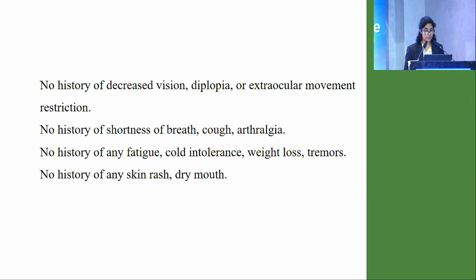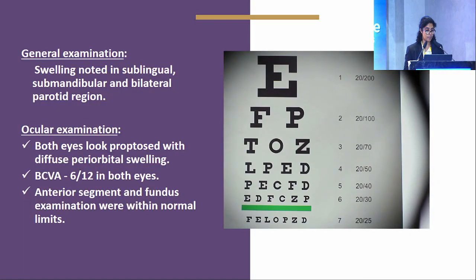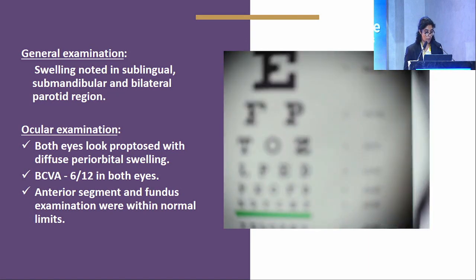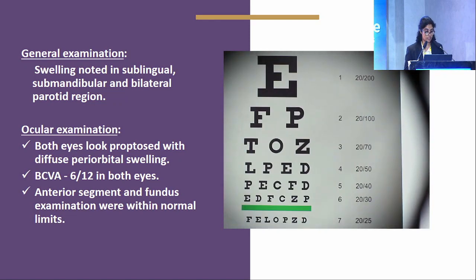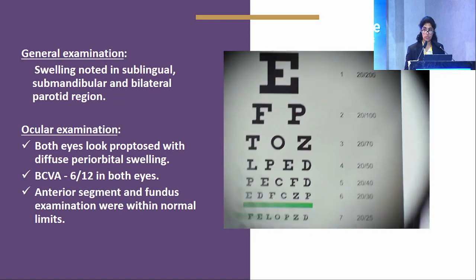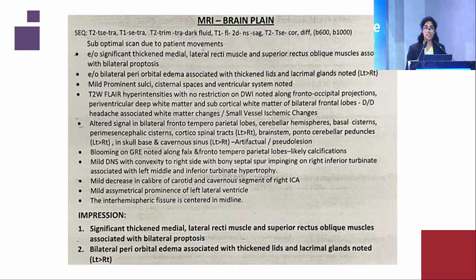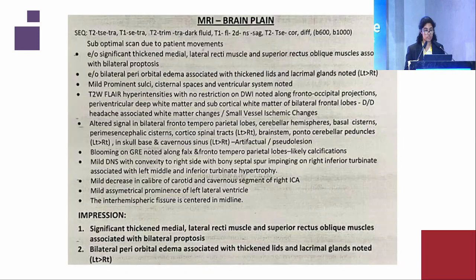There is no other significant history. General examination showed a swelling in the sublingual, submandibular, and bilateral parotid regions. Ocular examination showed that both eyes were proptosed with diffuse periorbital swelling and a best corrected visual acuity of 6/12 in both eyes. Anterior segment and fundus examination was within normal limits. Extraocular movements were full and free with Hertel's ophthalmometer readings of 24 mm in the right eye and 23 in the left eye. The patient had presented to us with an MRI film which showed thickened recti, oblique muscles, and bilateral proptosis, and this had been done outside.